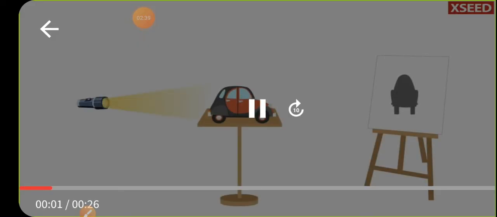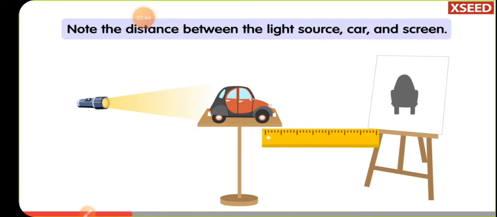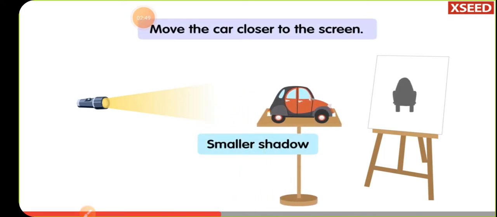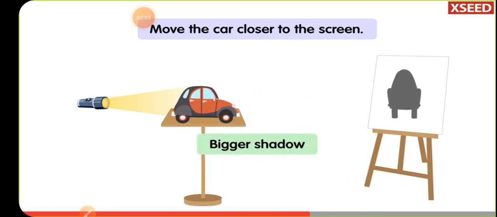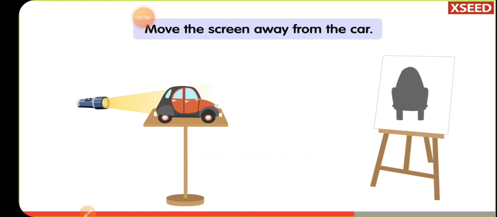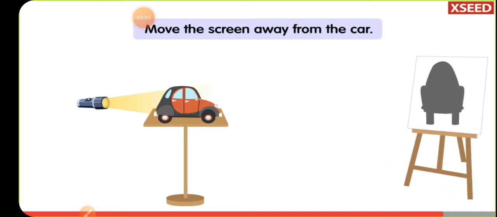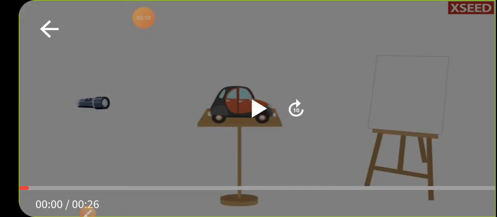Shadow forms on the screen. Shadow is smaller when car is closer to screen. Farther away, it gets bigger. Shadow size changes as screen moves away. Shadow forms on the screen.